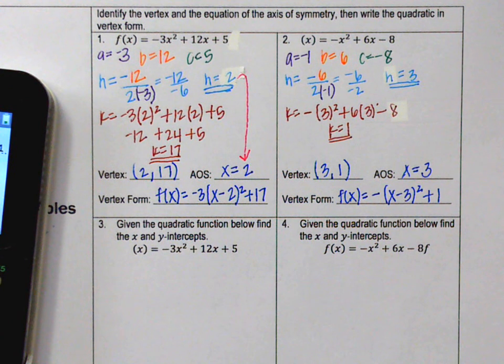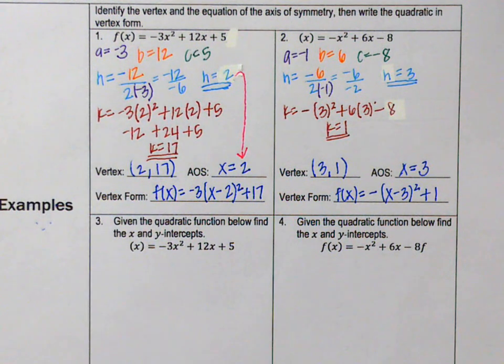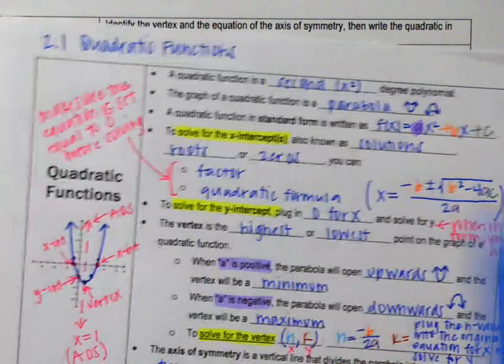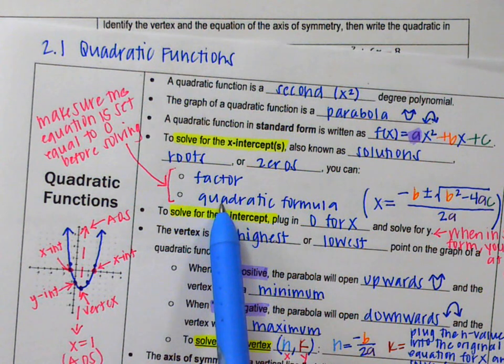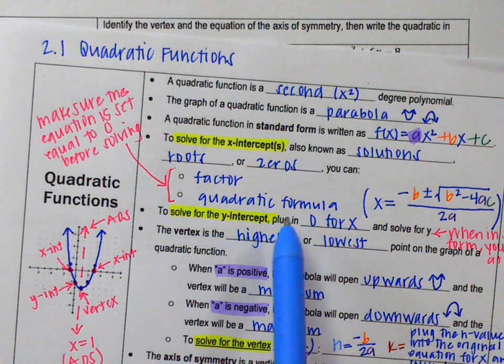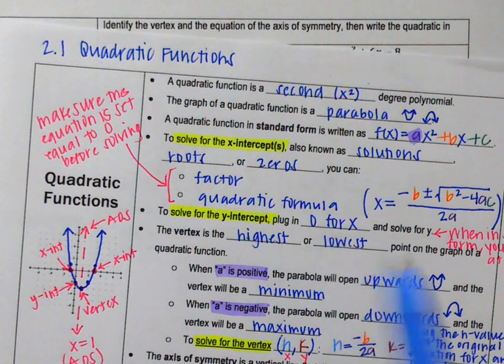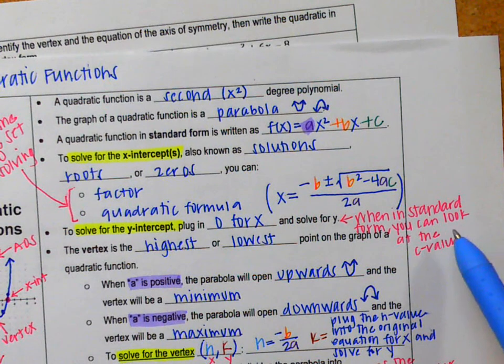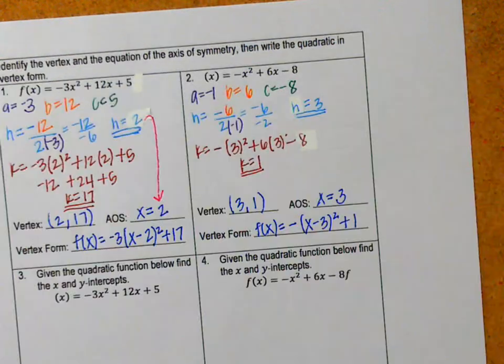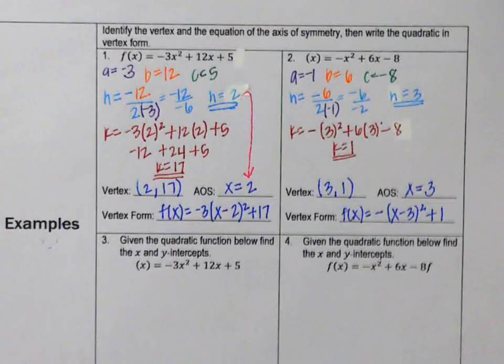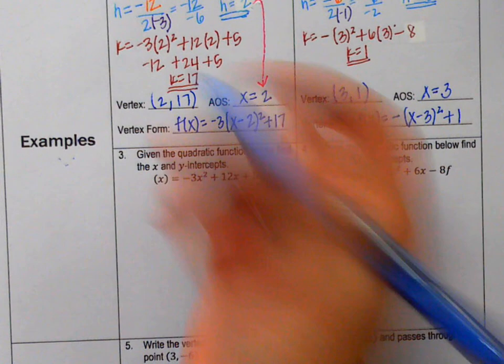Okay, on to 3. Okay, so now what 3 is saying, it says, given the quadratic function below, find the x and y intercepts. So with this one, if we go back to our first page of notes, it says to solve for the x-intercept, we either factor or use the quadratic formula. And then to solve for the y-intercept, you can plug in 0 for x and solve for y. Or when in standard form, you can look at the c value. So the y-intercept here is probably the easier one. So let's actually start with the y-intercept.